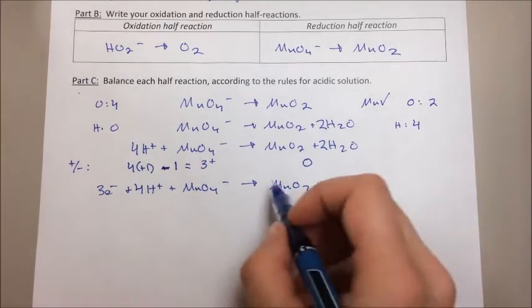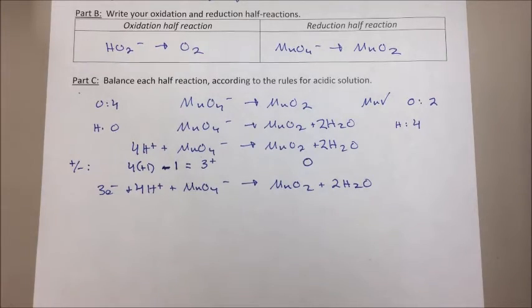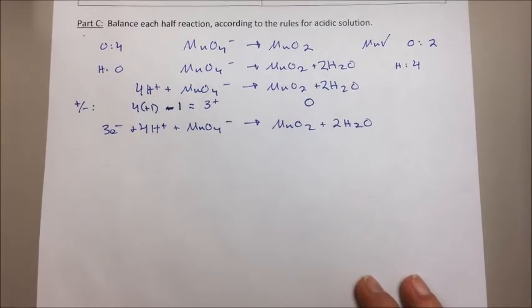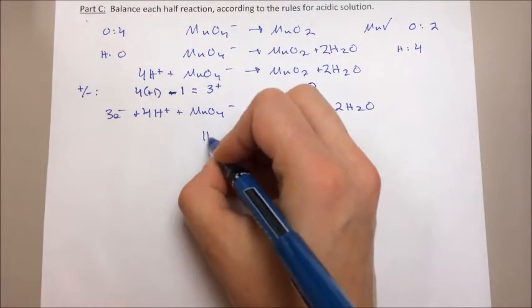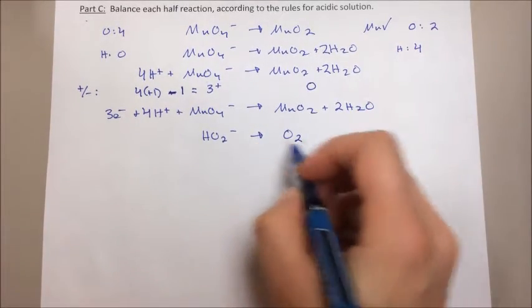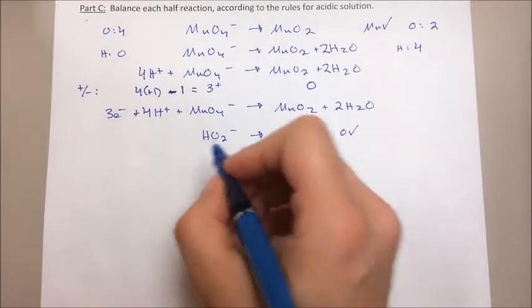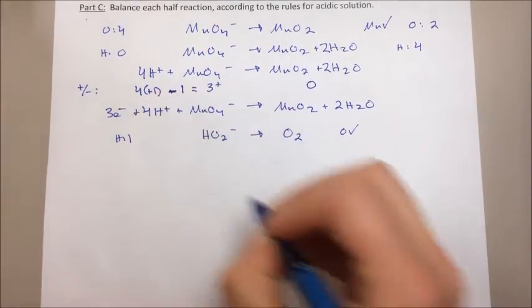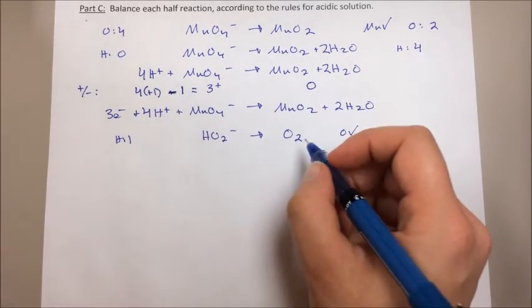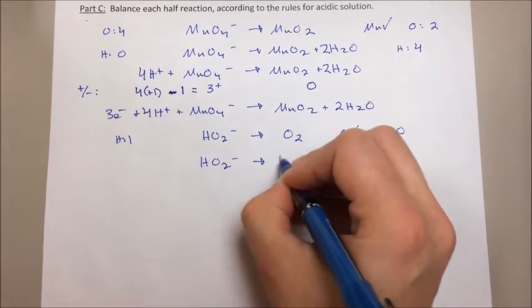Now we have a total charge of 0 on either side. This half reaction is balanced. Next, we're going to balance the oxidation half reaction. That's the HO2 minus becomes oxygen gas. Our oxygens are already balanced. Now we have to balance the hydrogens. We have one hydrogen on the reactant side, and we don't have any on the product side. So we're going to add one H plus to the product side to balance the hydrogen.